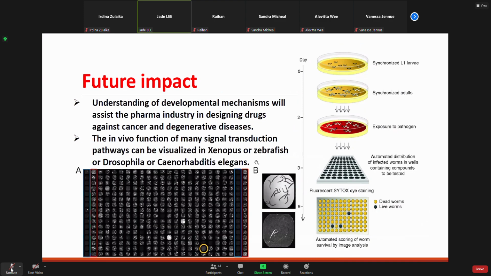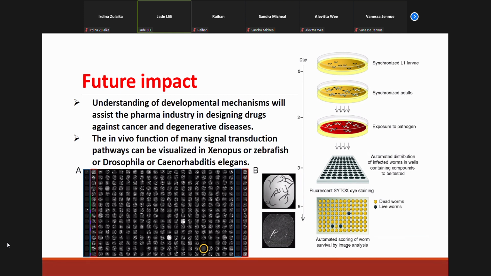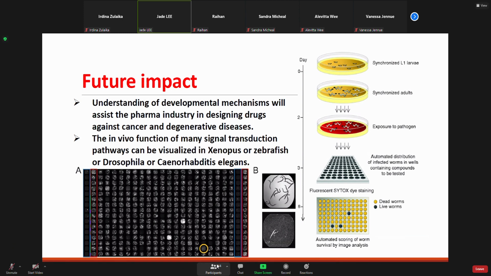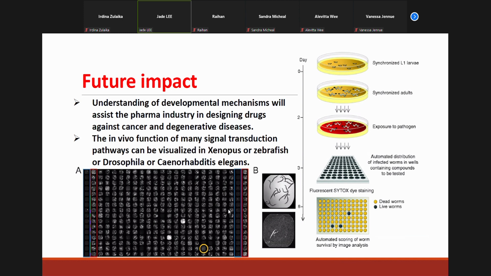So future impact, which is understanding the developmental mechanism, will assist the pharma industry in designing drugs against cancer and degenerative medicine. Now you actually can screen your own genome, and then design the drug based on your own genome, what you call pharmacogenomics. You can tailor-make the drugs for yourself in the near future, and even now. For certain people, they can tailor-make their own drugs, because not all drugs are effective for everyone.